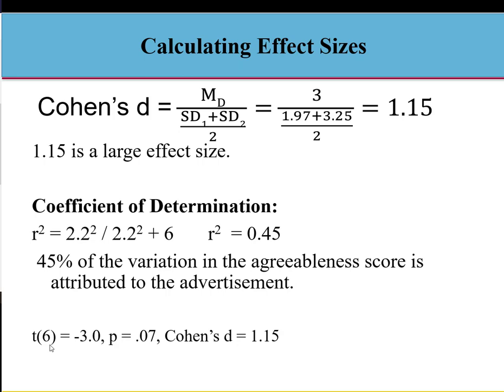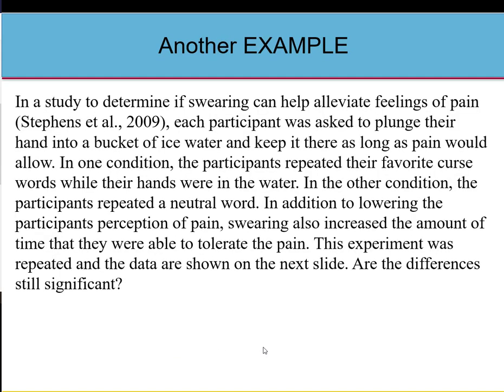And so we would report our findings out in APA. t of 6 degrees of freedom is equal to -3, p is equal to 0.07, Cohen's d is equal to 1.15. All right, let's look at another example.